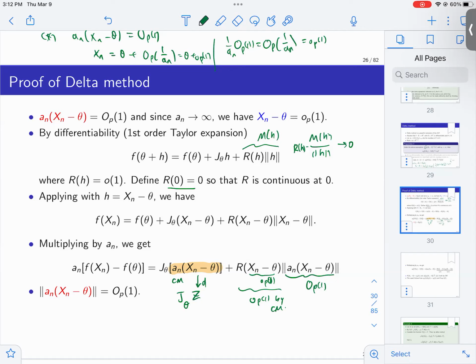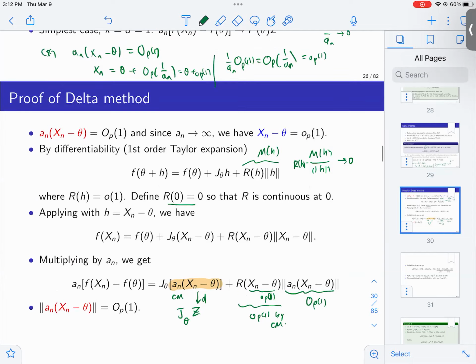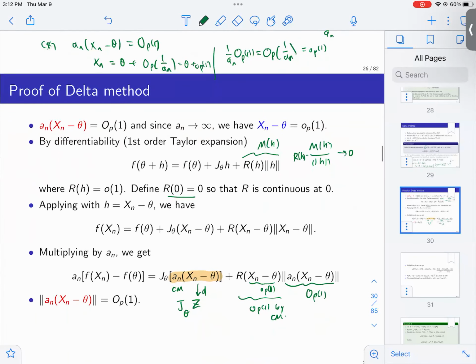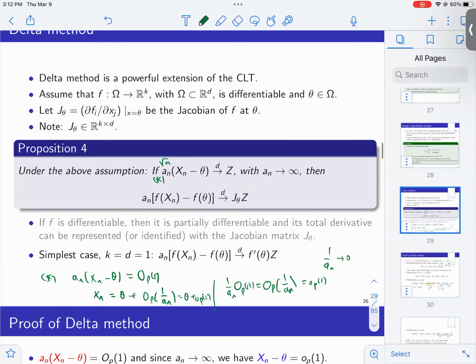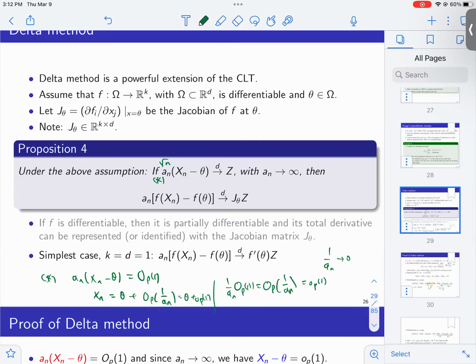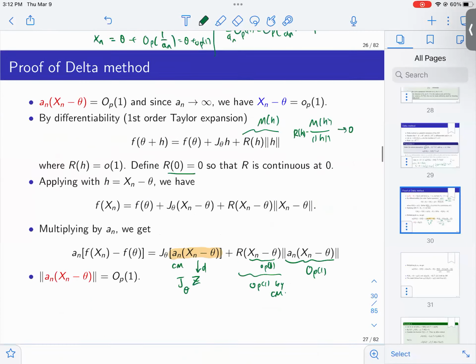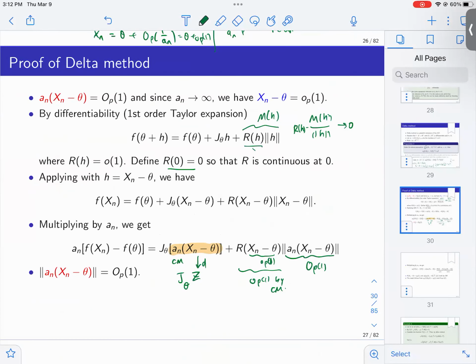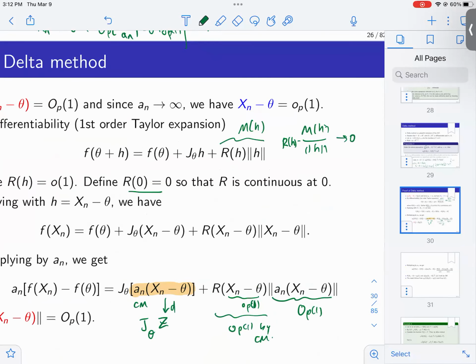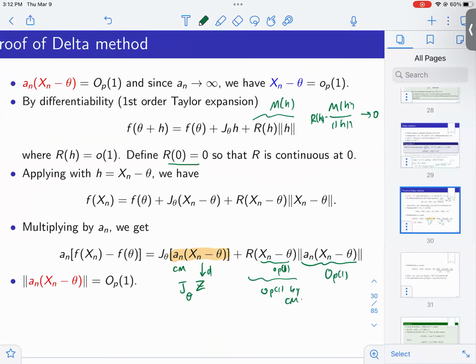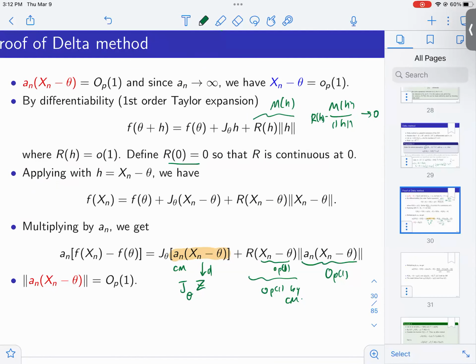This version of the proof is from Asymptotic Statistics by van der Vaart, and the advantage is that you're not assuming that the function is continuously differentiable. It's enough to assume that it's differentiable, because differentiability just means that this converges to 0. I can modify it at 0 to be continuous, then I can use the continuous mapping theorem. We don't need the function to be continuously differentiable, just differentiable at the parameter theta.